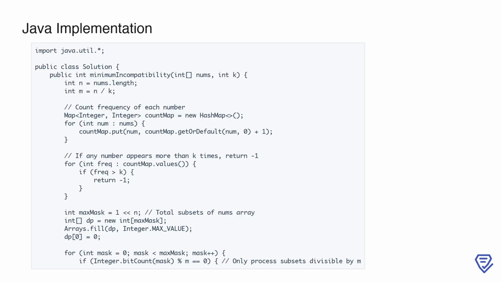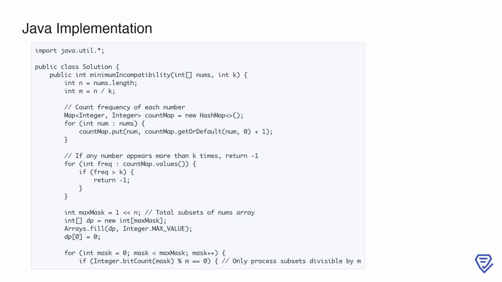Next, we create a frequency map using a hash map to count the occurrences of each number in the array. This is crucial because if any number appears more than k times, it would be impossible to distribute it across k subsets without duplicates, so the function immediately returns -1 in such cases. After validating the frequency constraint, we move to the dynamic programming setup.